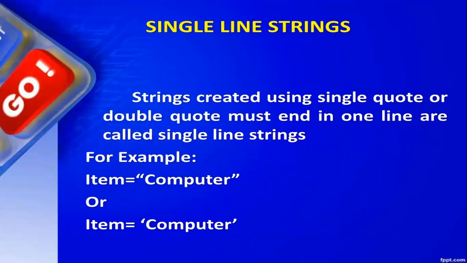Single line strings is the example given on the screen. Item equals computer. The difference between the two examples is the single quotes and the double quotes. Strings created using single quote or double quote must end in one line, and so they are called single line strings. This is the example I had given you all on Monday itself. All the examples we have done up till now are single line strings.